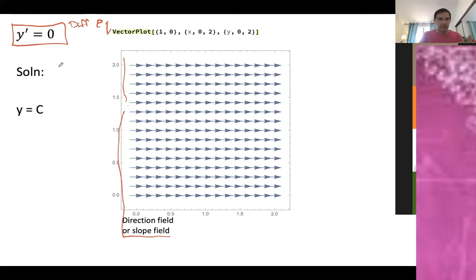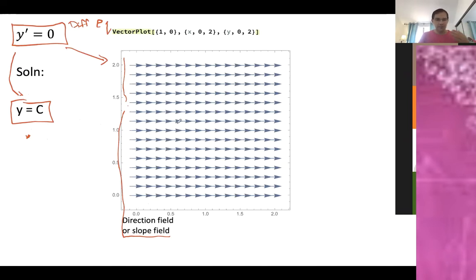An analytic solution of this differential equation, analytic means that there's a formula for a solution. So that was a very simple equation, but the analytic solution is the collection of all functions y equals c. But also, when we can't find an analytic solution, it's often useful to look at the direction field. That will give you an idea of how the solution will look, even though you don't have the explicit formula for all solutions of this differential equation.